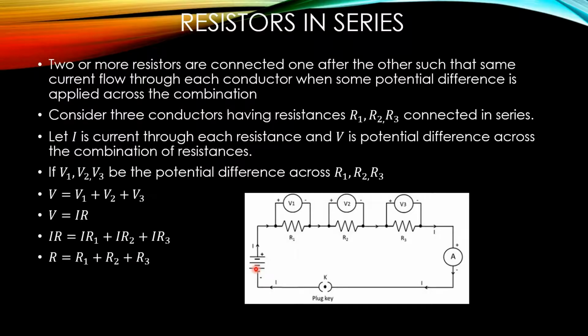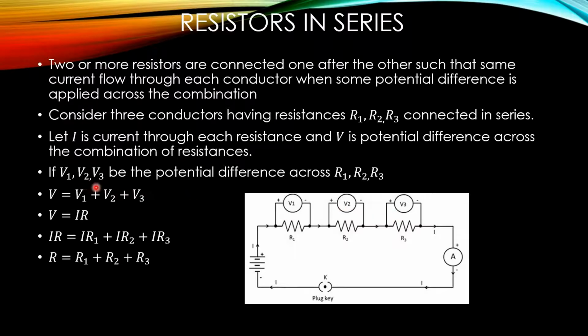If two or more resistors are connected such that they are one after the other, in that case, this combination is known as resistors in series. In the circuit diagram, we have shown R1, R2, R3, three resistances. Only one path is there for the current to flow, so current will not change. Only the potential difference will distribute.